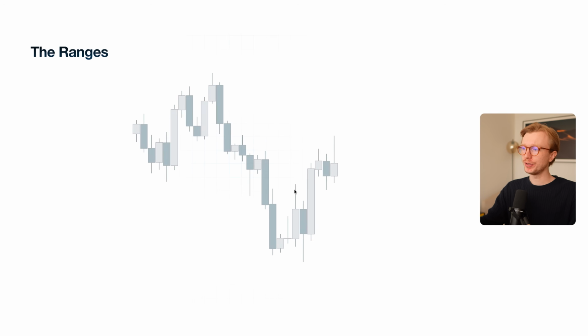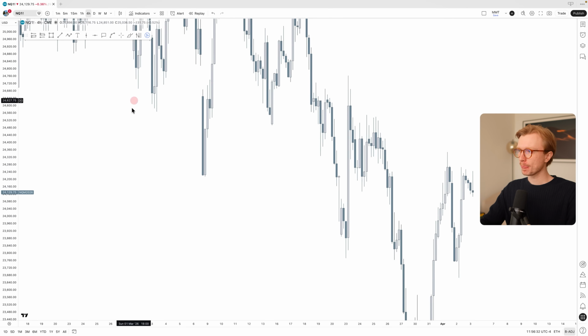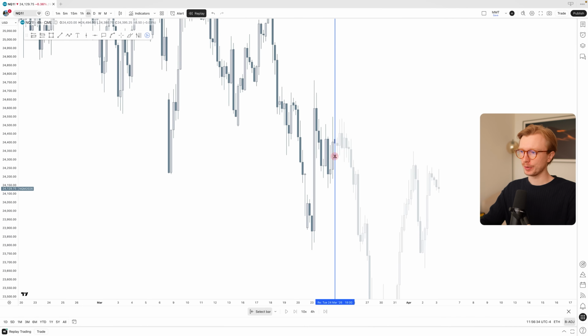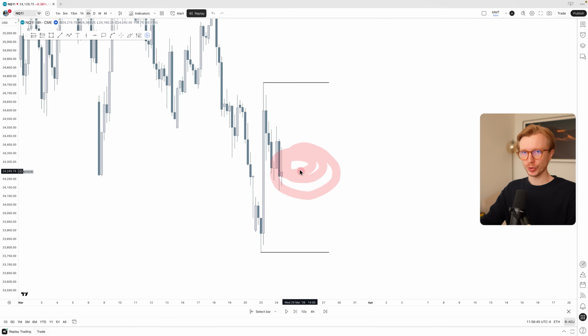So a bearish example of this is, again, the following. We have that intermediate high and we have this intermediate low right here. This is where we are now in that range again, right? So to show you what this looks like on the chart itself, at this moment in time, if we go back a little bit, we see that we have this intermediate high and this intermediate low. This in itself is the range that we currently have.